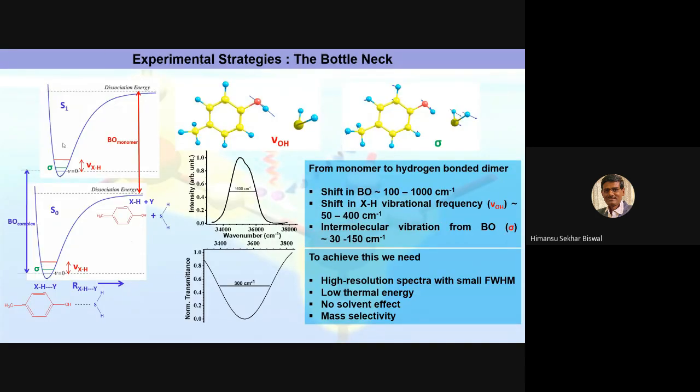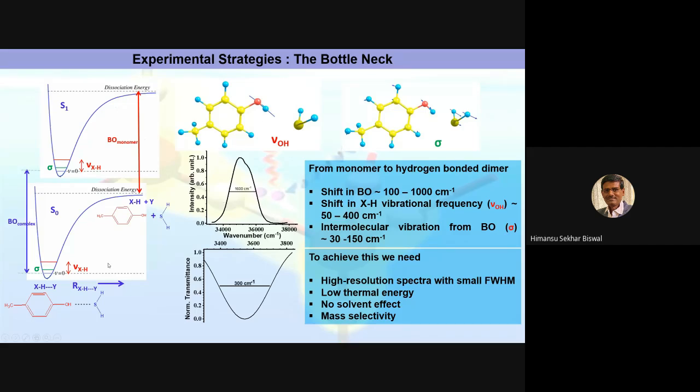So this is what I told you on the last slide. This is what we monitor. Here we took the paracresol OH as the hydrogen bond donor, and we monitor it in the monomer and the dimer, taking water and methanol or many other partners. The problem is you have to make this complex.